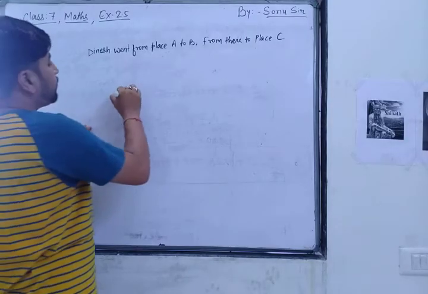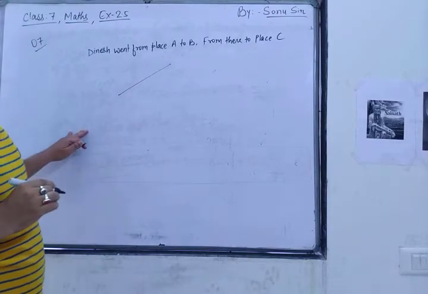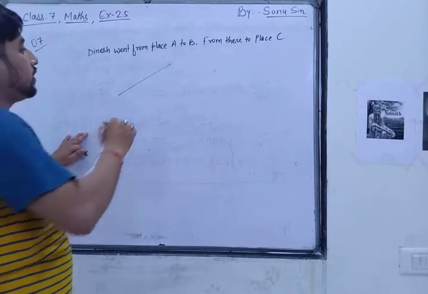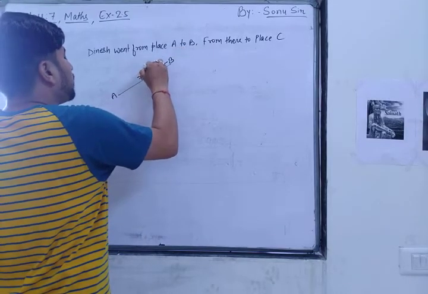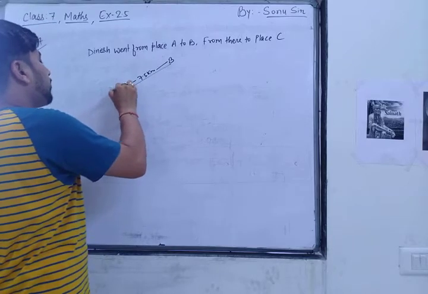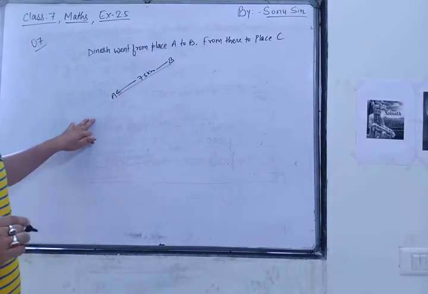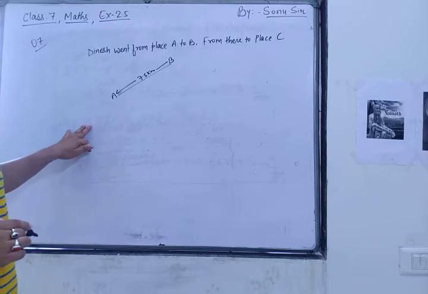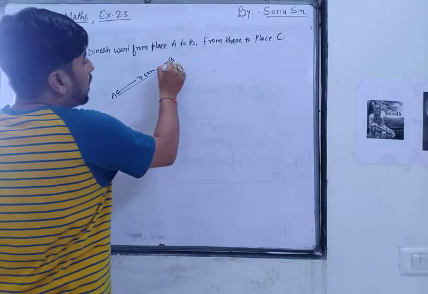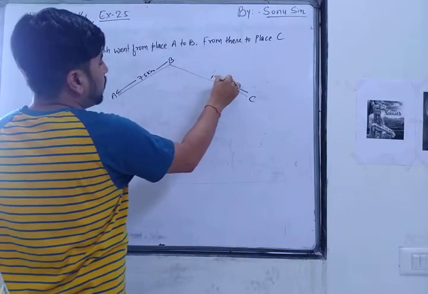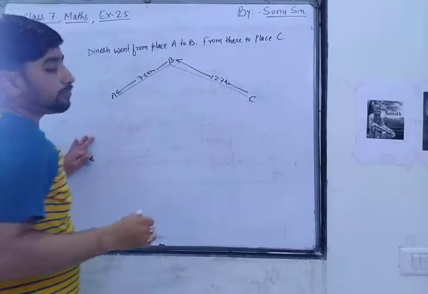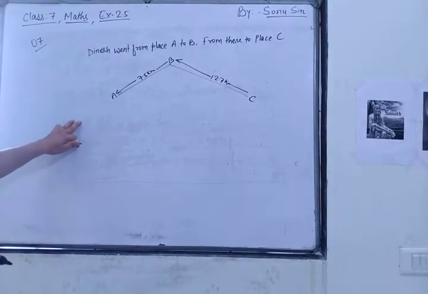Now A is 7.5 km from B. Just suppose here A is 7.5 km from B. And B is 12.7 km from C. Okay?